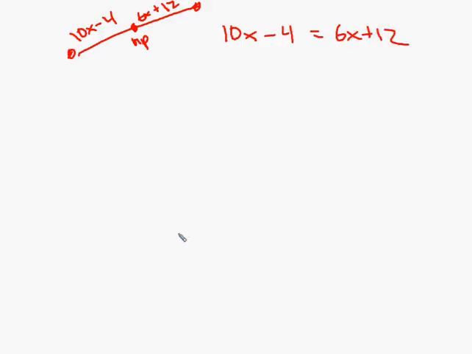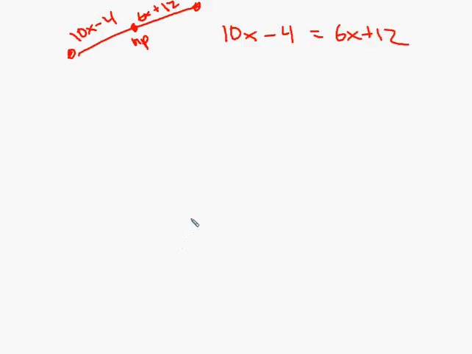Let's do another one. All right, so we have our thing here. And let's say this is 10x minus 4. Let's say this is 6x plus 12. All right, so if this is the midpoint, what do I know about these two things? They're equal. So I say 10x minus 4 equals 6x plus 12.